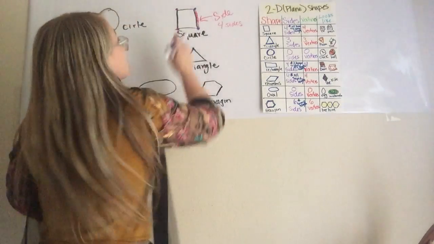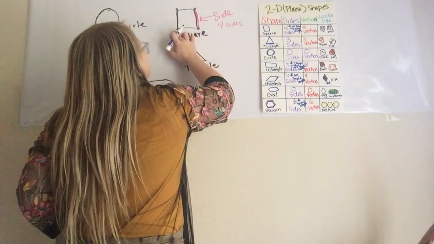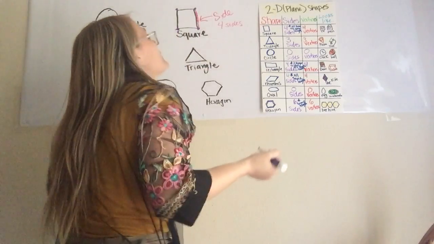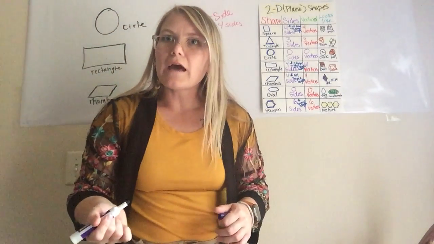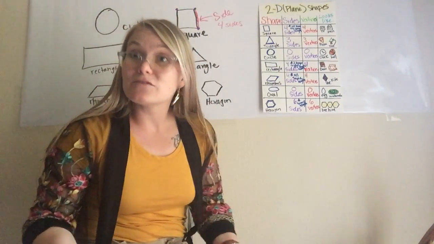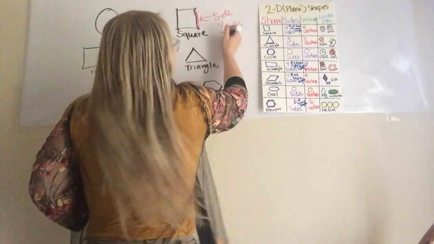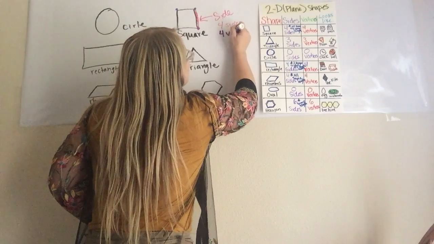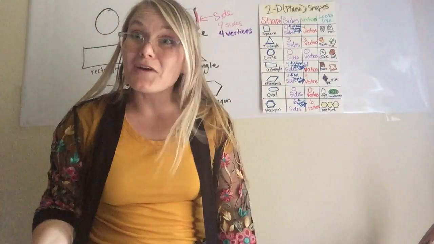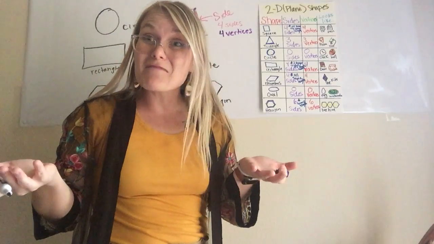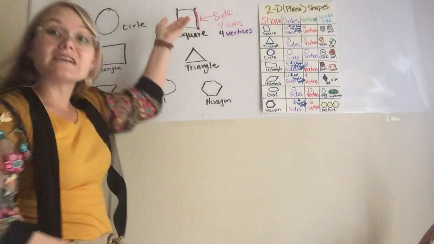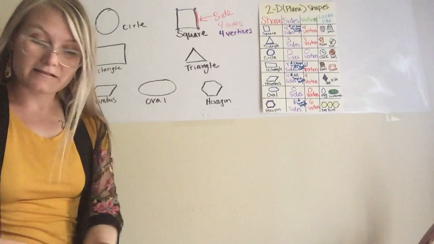So let's count them together. 1, 2, 3, 4. Wow. Guys, this square has 4 sides and 4 vertices. Isn't that crazy? They have the same on both. And then it's special because all 4 sides are the exact same length.